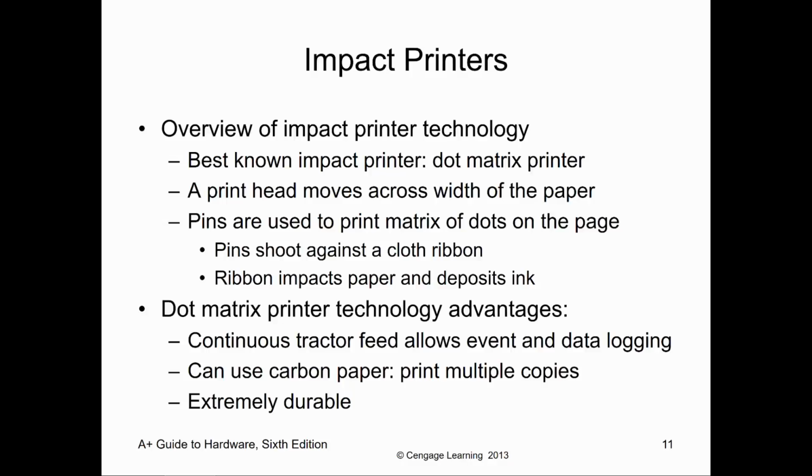Another common one is an impact printer. This is best known for dot matrix printers, old printers that force a print head to move across the width of the paper and push into it. Pins shoot against a cloth ribbon, and then the ribbon impacts the paper and deposits the ink. Normally, this is really good for tractor feeds, allowing events and data logging, normally for carbon copies. This is durable. You also end up with checks being done on impact paper.